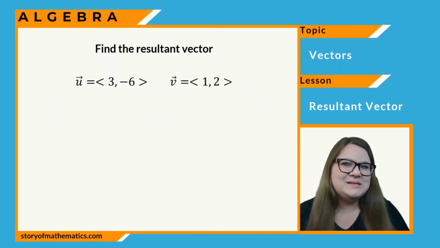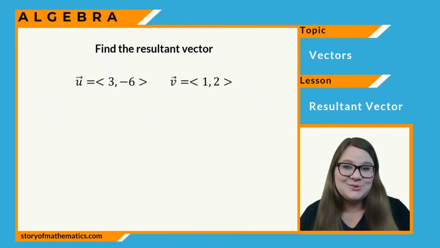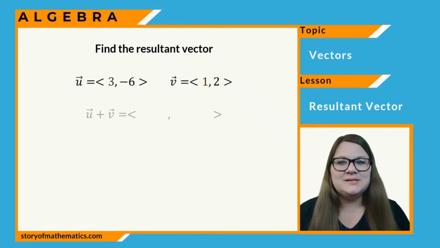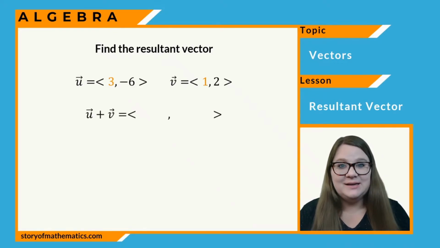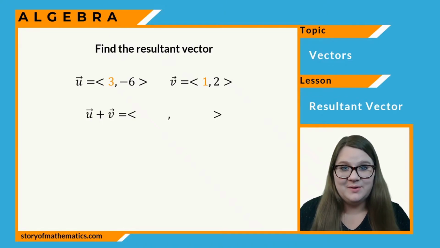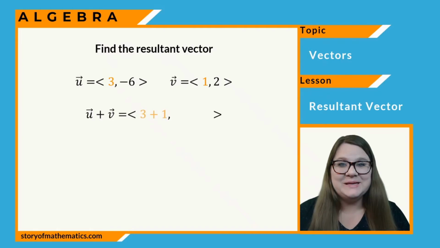So let's see if we can find the resultant vector, given that u is 3, negative 6, and v is 1, 2. So we're going to start by saying, okay, I'm looking for u plus v. So I'm going to isolate those horizontal components, the x components, if you will. So that is going to be 3 plus 1.